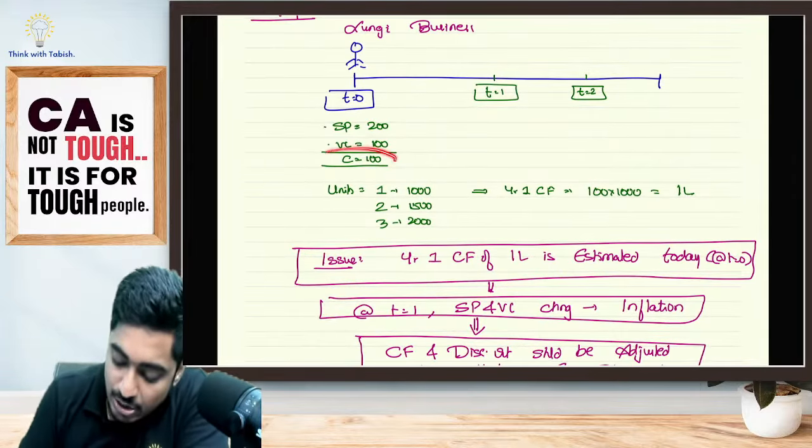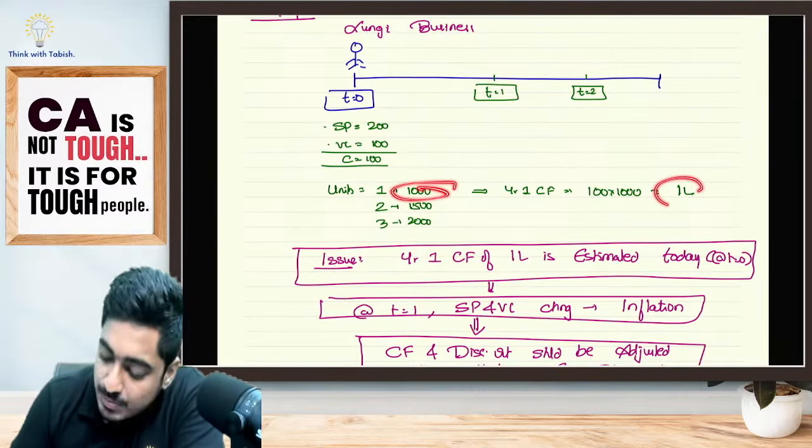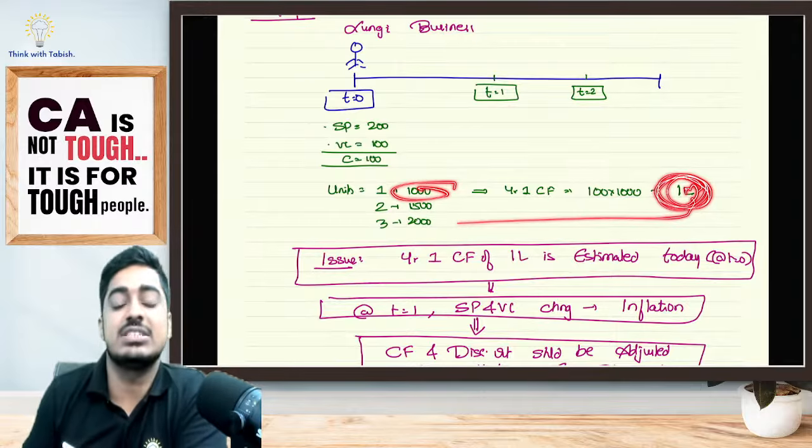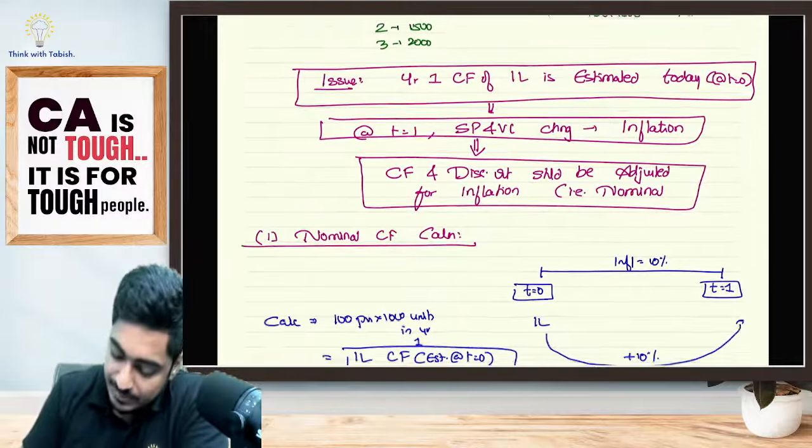Yes, this 100 rupees per lungi into 1000 lungi, 1 lakh rupees I will be getting. I have not adjusted inflation in this. I'll have to adjust inflation in this. Is this clear, everyone? Okay.